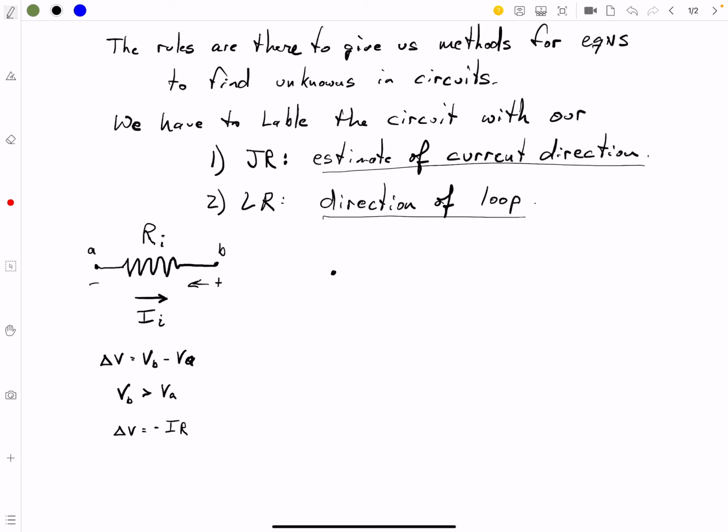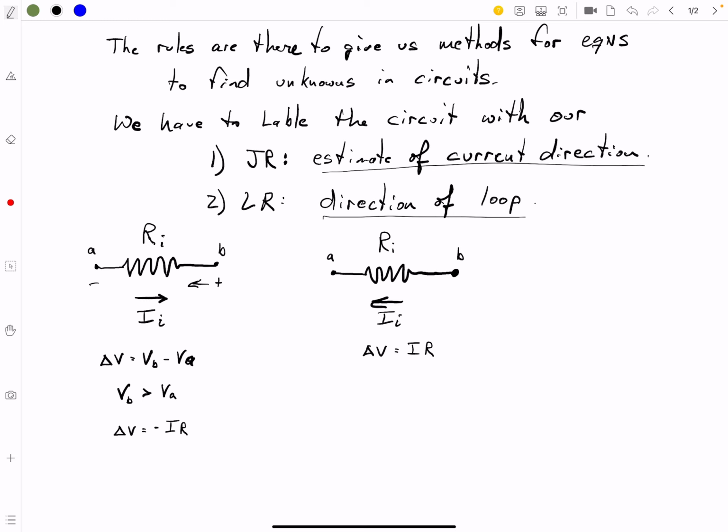If we do the same thing, we've got B here and A there, RI, but we're choosing I now to go this direction. Same situation, VB is larger than VA. Then delta V equals IR, okay? The I is positive.